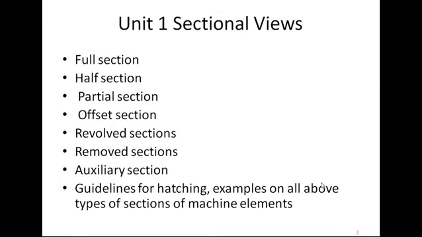We have started our chapter sectional view. We have seen the full section, half section, partial section, offset section, revolved section, removed section, auxiliary section. Today we are going to see in today's lecture the guidelines for hatching, with some examples about the guidelines for hatching.